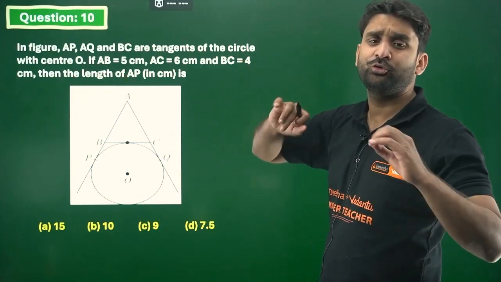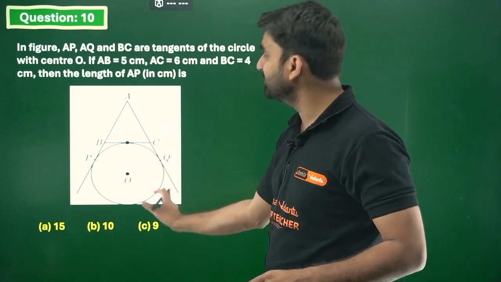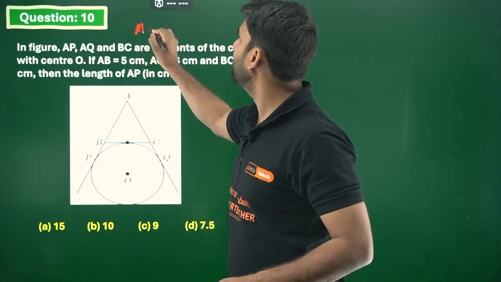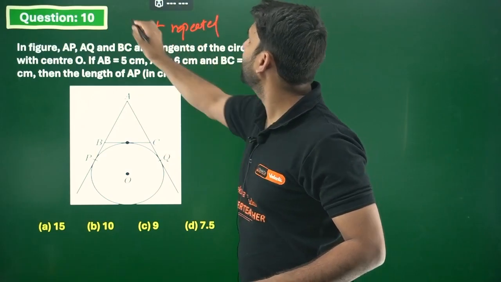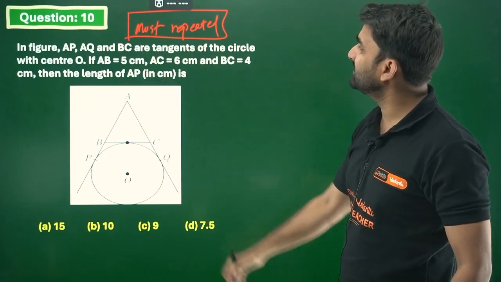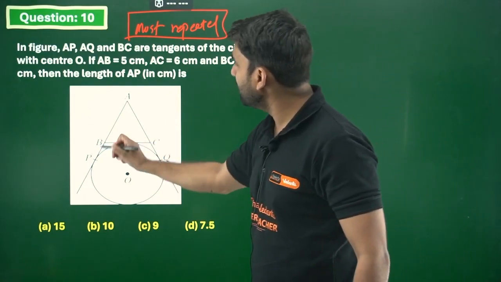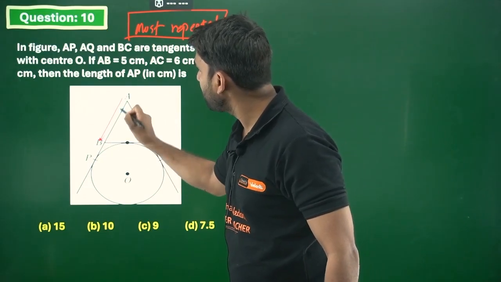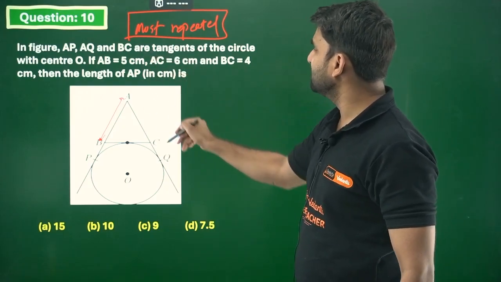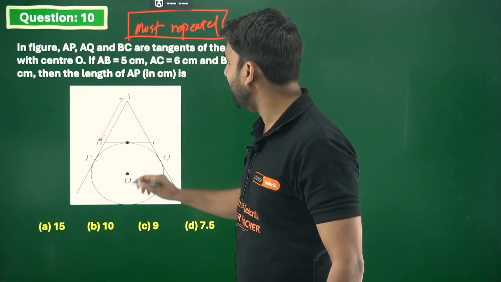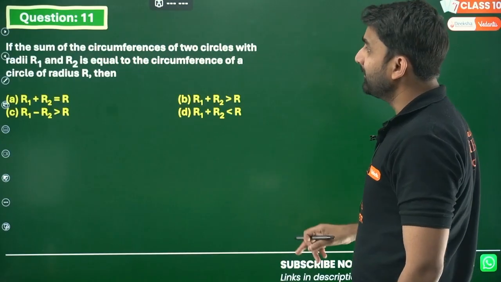Now next, question number 10. This question I have solved so many times, and this is the most repeated question of CBSE, and it comes in the CBQ category. Right, my dear, most repeated question. So the question is, AP, AQ and BC are tangents of the circle with center O. AB is given to you, and AC is given to you. We have to find out the length of AP. Very easy question. Go and try this question.